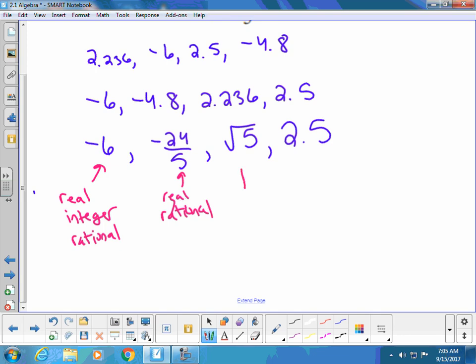Oh, this is our first ever irrational number. It's a decimal that goes on forever. And then 2.5 is real, rational, because it could be written 2 5/10. That's a fraction. It's not a whole number. It's not an integer. So I think we're good. All right.